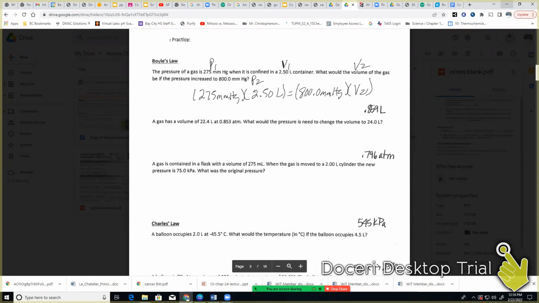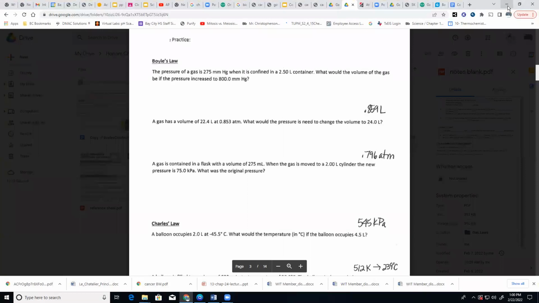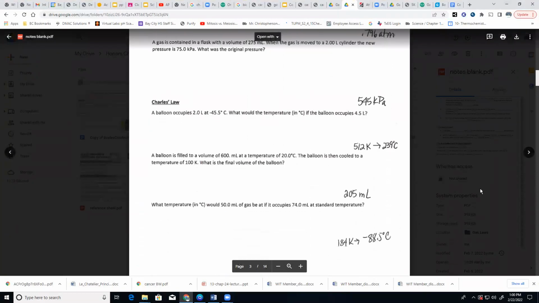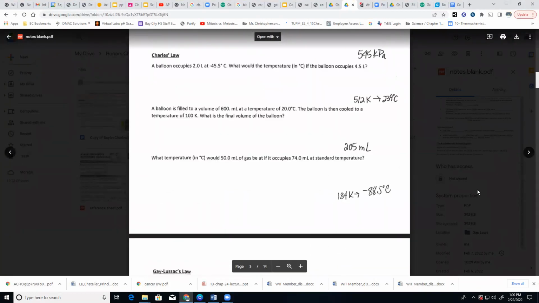All right, were we able to get 0.859? So 3 sig figs, I think we had a couple of things that were 3 sig figs. So that's why our answer would be 3 sig figs. Any questions on that one? You good? All right, we'll look at one more with Charles's law down here.